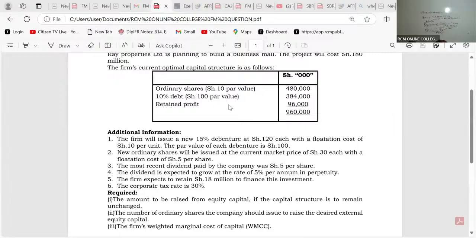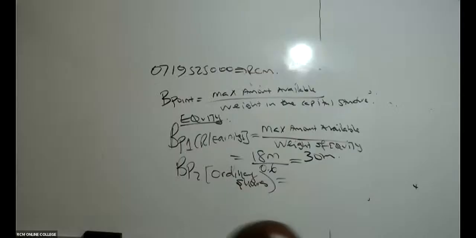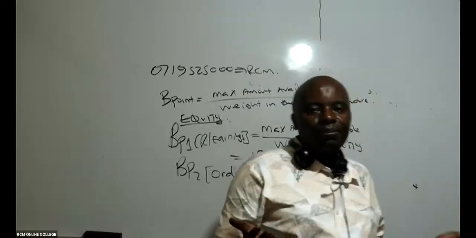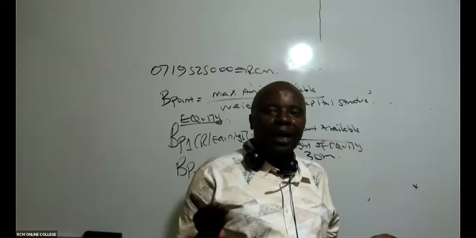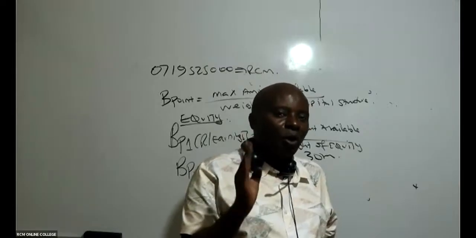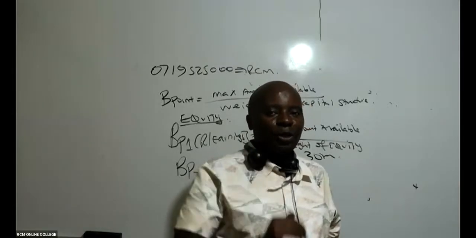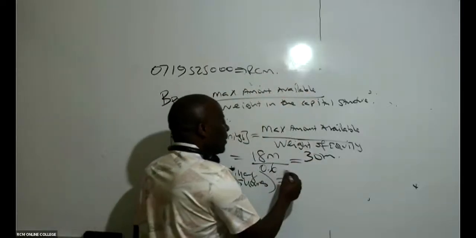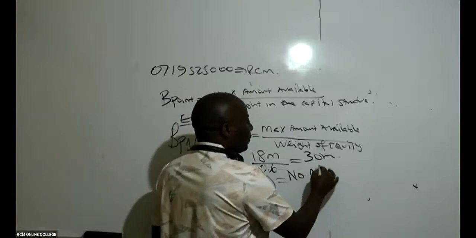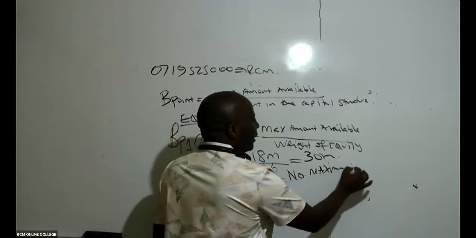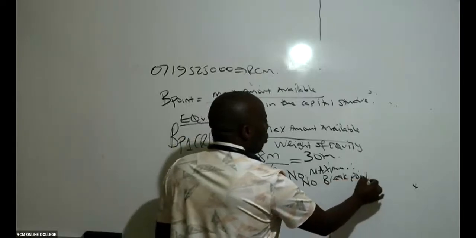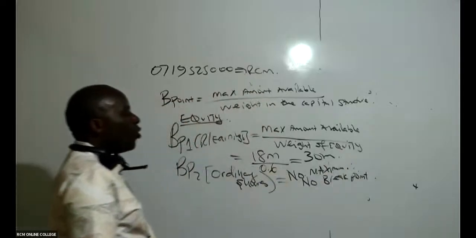They're not giving us any maximum. There is nowhere they're defining a maximum amount that we can get from ordinary shares. Like some video I watched some time back, they used to say no retreat, no surrender. Same case here: because you don't have a maximum, you simply say no maximum, and therefore no breakpoint.